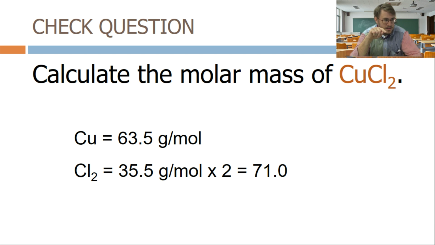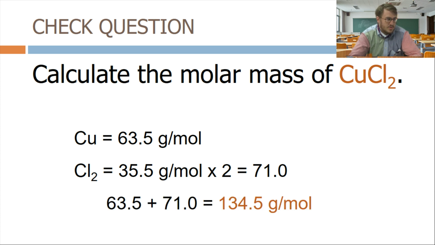There are 2 chlorines because the subscript 2 says 2 chlorines. Times 2, 71. 71 and 63.5 is 134.5 total grams per mole. Now, that's how you do it. You probably could go practice that right now and be just fine.